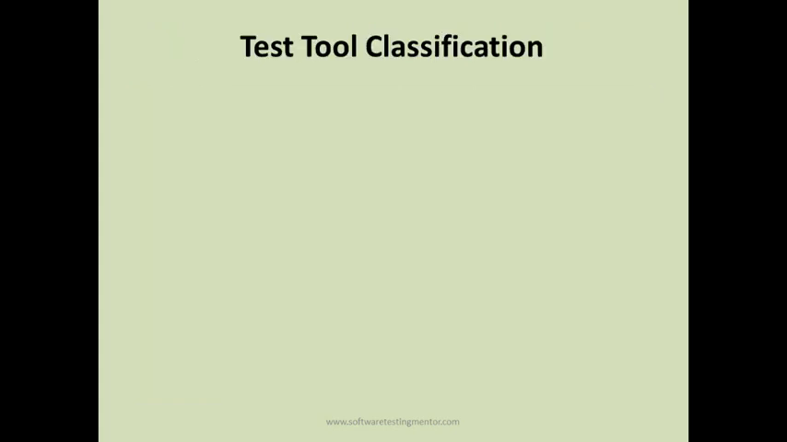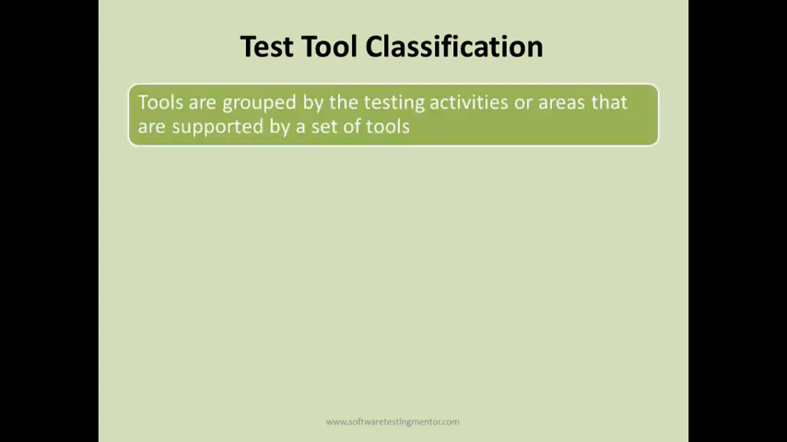Now we'll look at the test tool classification. There are certain classifications based on the feature and functionality provided by the test tools. The tools are grouped by the testing activities or the areas that are supported by a set of tools. So based on the testing activities or the areas that are supported by the test tools, you classify them based on those features and activities.